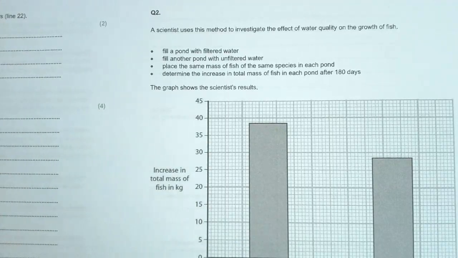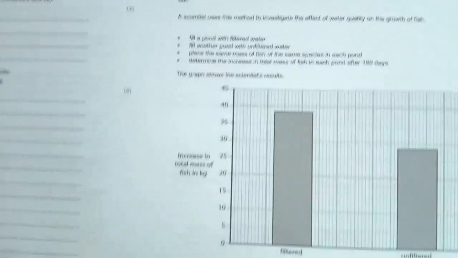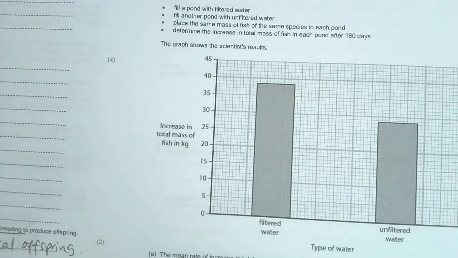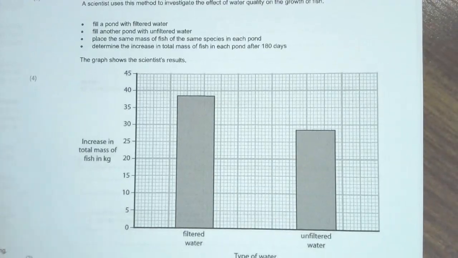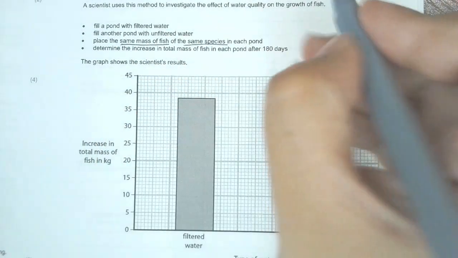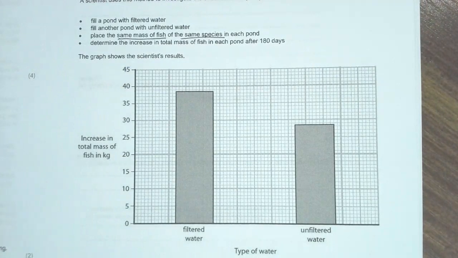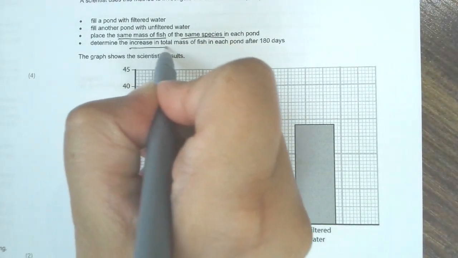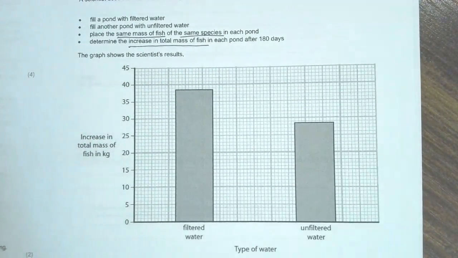Here we go. So a scientist uses this method to investigate the effect of water quality on the growth of fish. Okay, so we are thinking about water again, and we're thinking about fish. This is our Unit 5. So they filled a pond with filtered water. Oh, how nice that they had that much filtered water to fill a pond with. Another pond with unfiltered water. They placed the same mass of fish of the same species. So they've already controlled that: same mass, same species. That's two control variables.